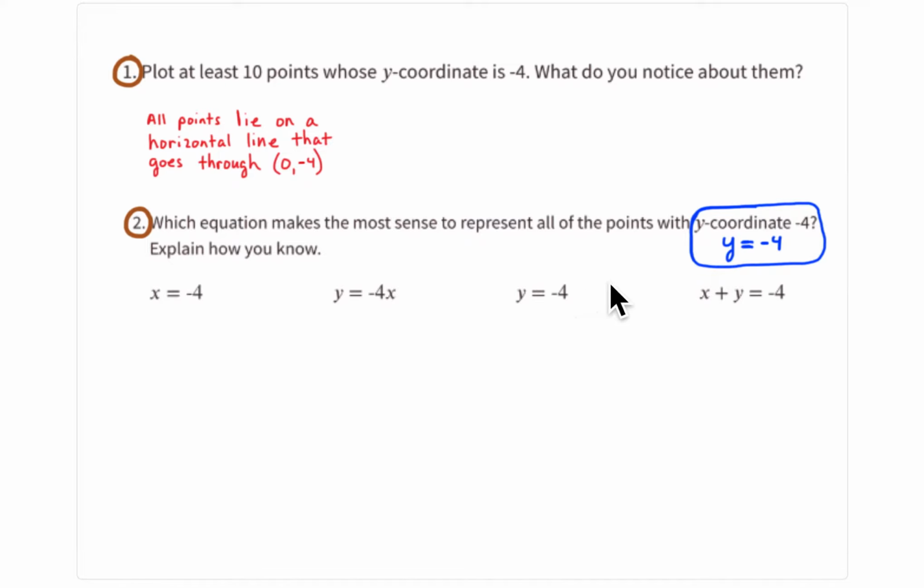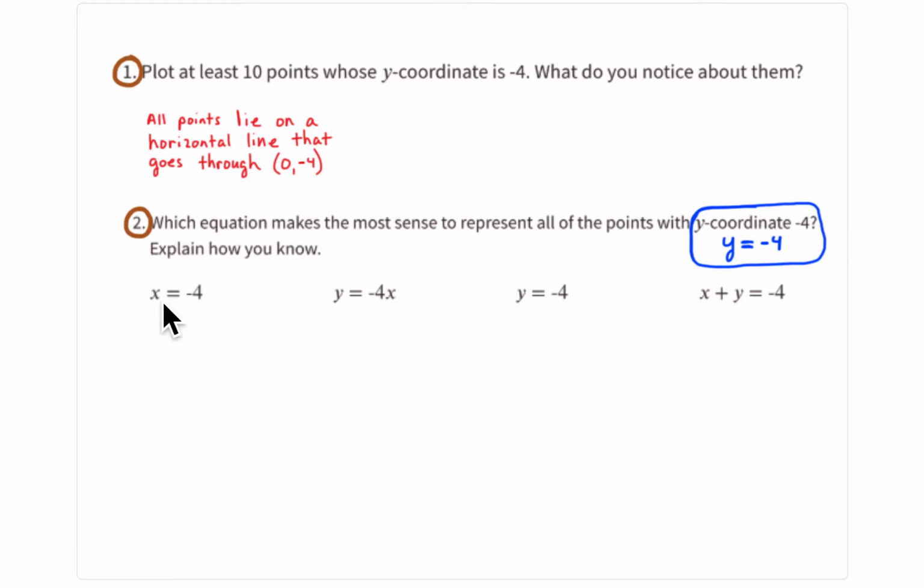So what's the equation for that line? I'm going to give it away right in the beginning because it says represent all the points with y-coordinate -4. That means y equals -4. So this is the equation right here, y equals -4. The y-coordinate can't be anything else, and that's really the key to look at when you look at these. Can the y-coordinate be anything other than -4?